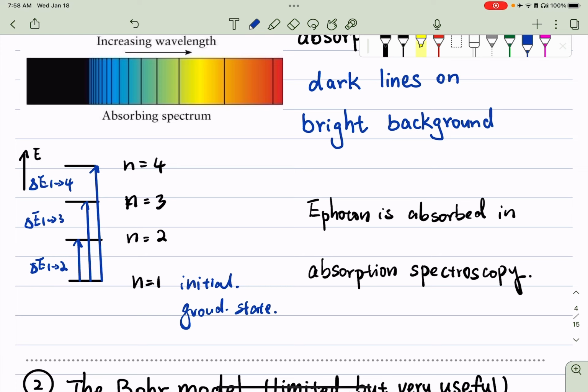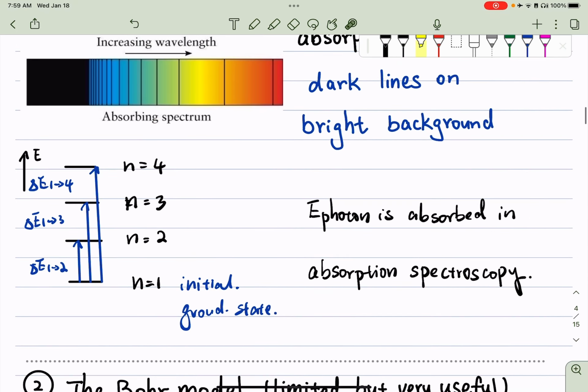Okay, so now we have these experimental observations. By looking at the atomic spectrum, we get an idea about the energy level differences between n equals 1, n equals 2, n equals 3, and n equals 4. By just reading the spectrum, we can deduce what the energy levels are. Now the question becomes, do we have a mathematical equation to describe the difference in energy levels in atoms?